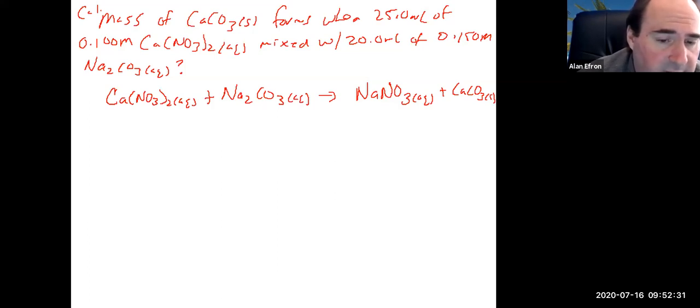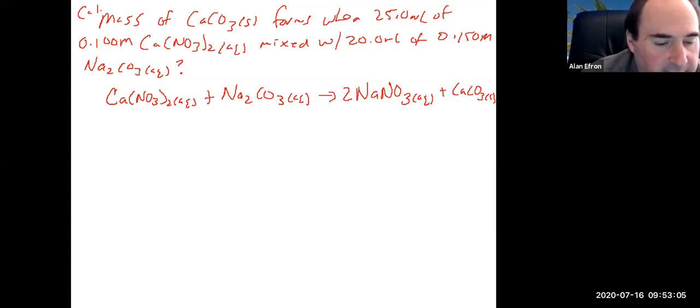So again, we want to start with our correct formulas, and we want to make sure that we also balance it. In this case, we do need a 2 here, I believe. And the carbonate is 1, so that should do it, I think. So 1 calcium, 2 nitrates, 2 sodiums, and 1 carbonate. So we would be balanced in this case.